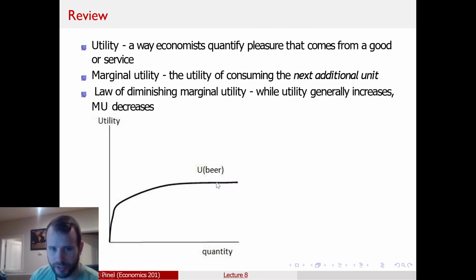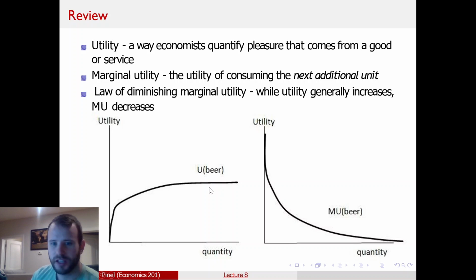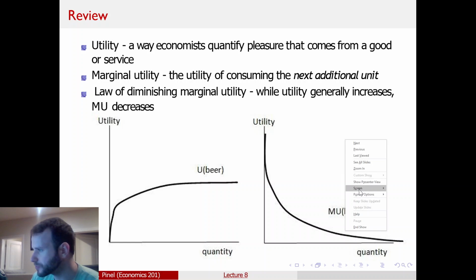Okay, so this is your utility function drawn a little bit better. Here's your marginal utility. So your first beer, or your first sip of beer, is going to have utility that's really high, and then as you drink more and more sips of beer, the utility you get from that next sip is going to be really, really low. Okay.